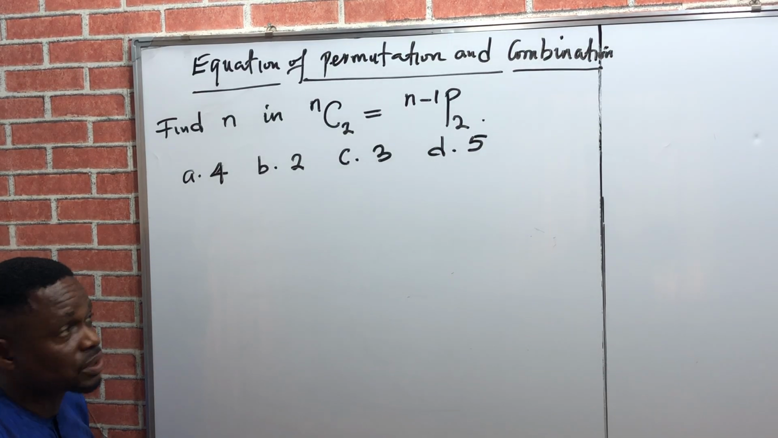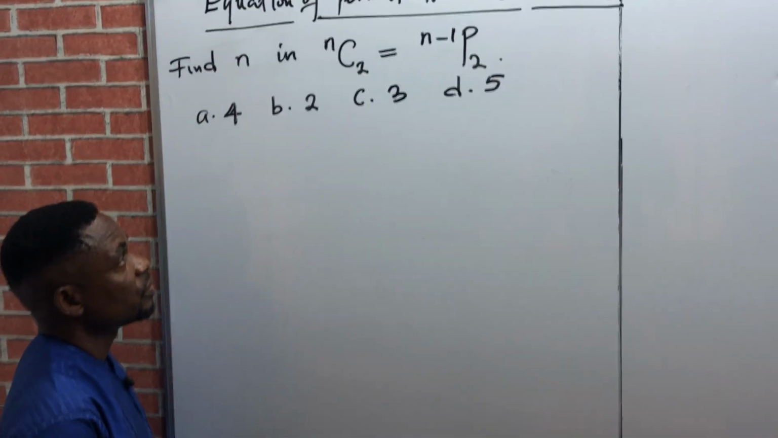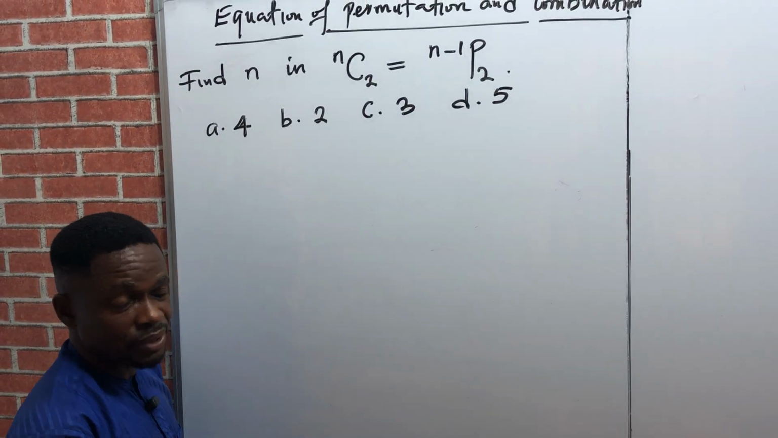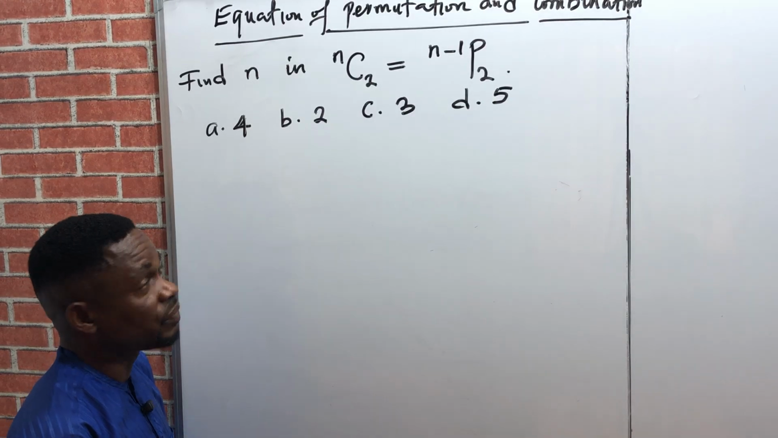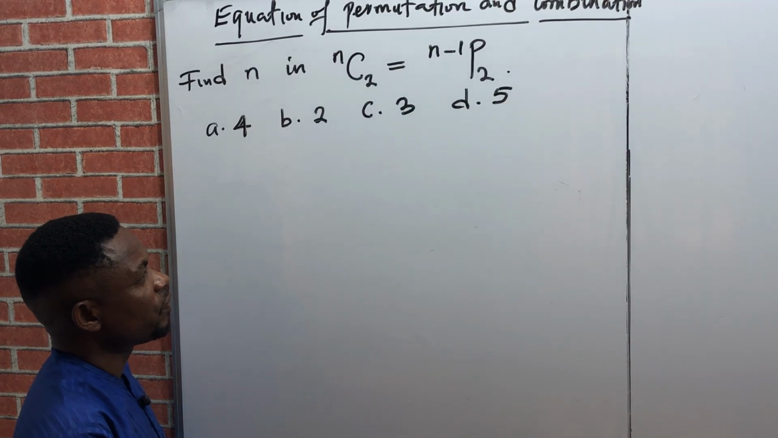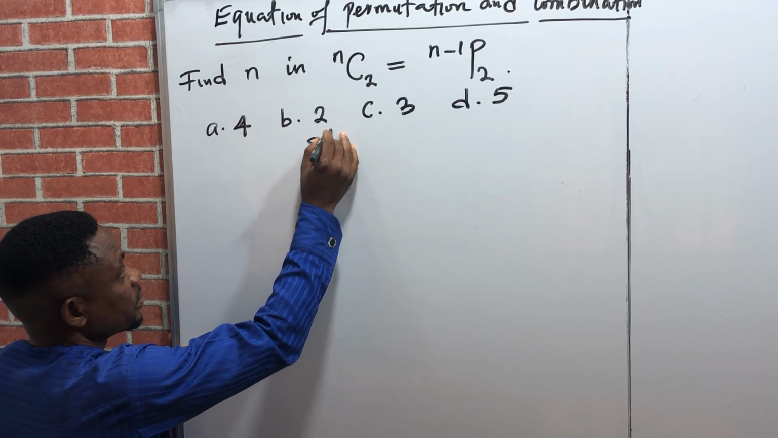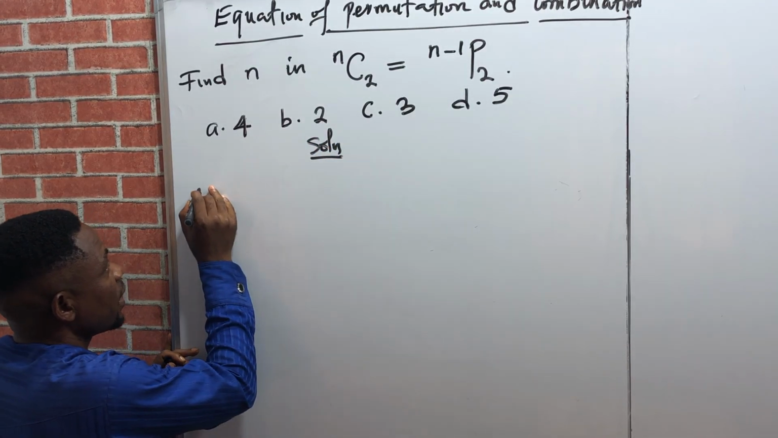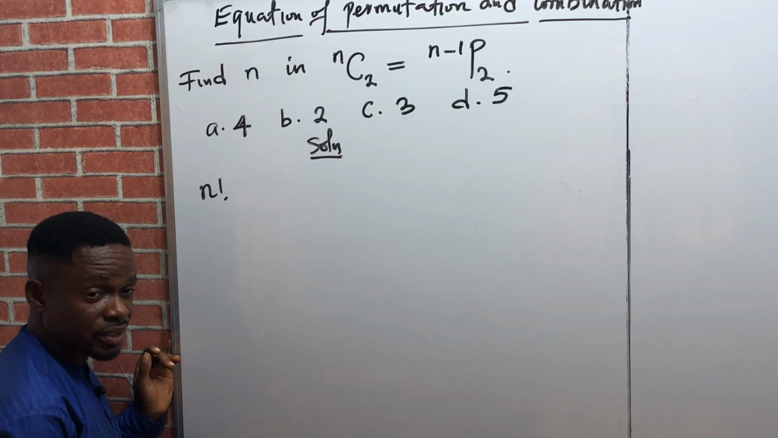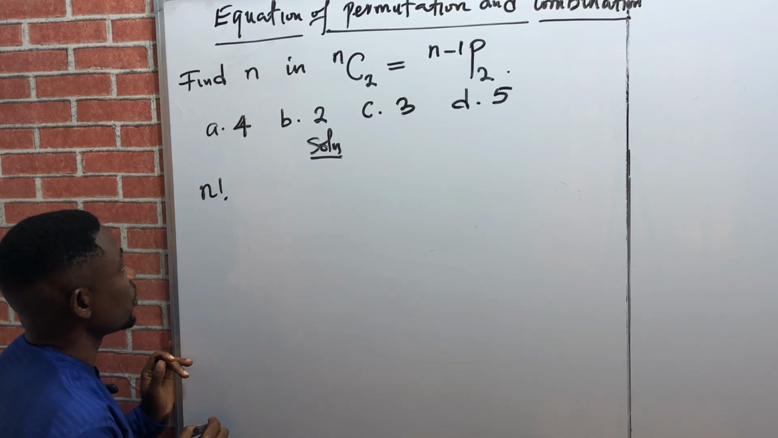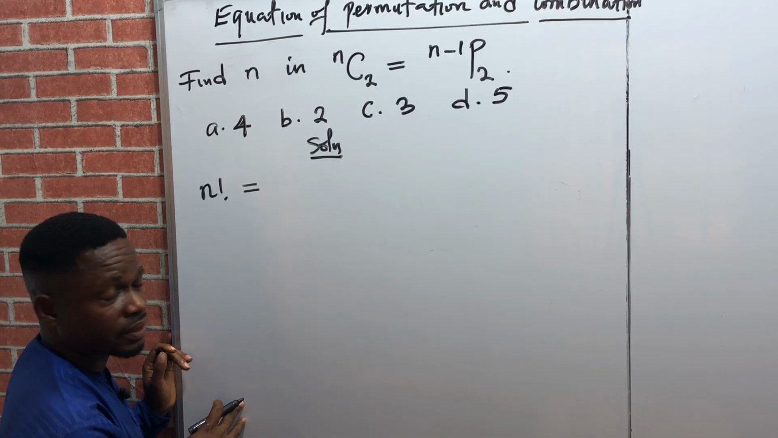Meanwhile, I want to start with the normal method first before the shortcut method, in as much as the question is an objective question. Now, before then, I want to bring to your notice like this. Anytime you are given a value like this, it is called n factorial. And this n factorial can be expanded like this.